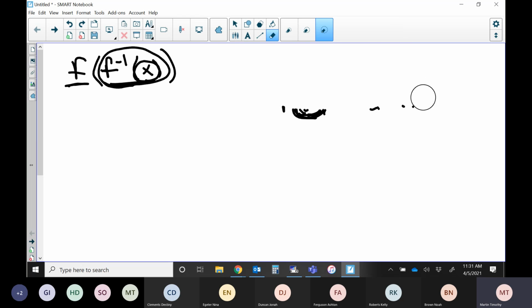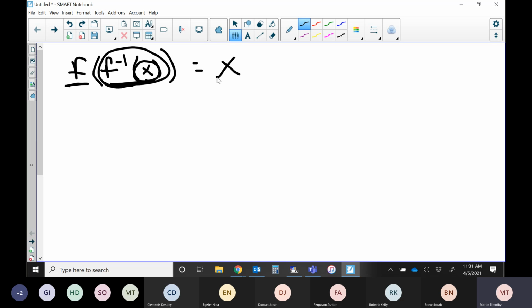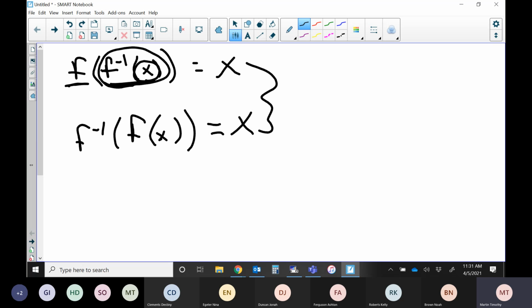So if they are truly inverse of each other, when you do this, this is going to equal x. And also when you do the inverse of f and you plug the original f function in, it will also simplify to x. You have to check both of these. Both of these have to check off. If they don't, then they're not inverses of each other.